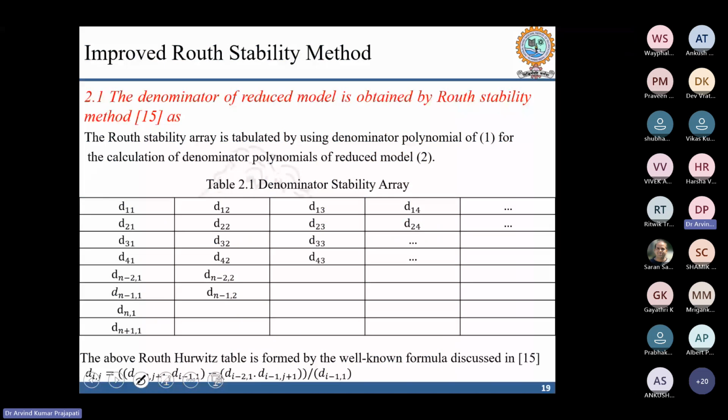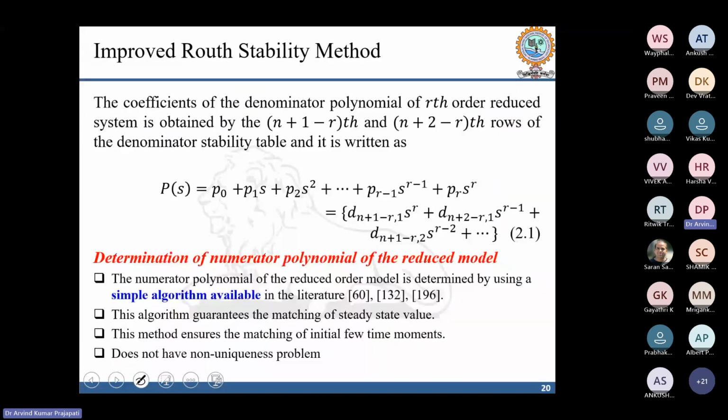In this technique, we take the original system's denominator and numerator. In the denominator, we apply the route stability method. By applying the route stability method, we construct this table, and by using this table, we can determine the denominator characteristics of the reduced model, which is given here. And the numerator we are going to determine by using the comparison method.